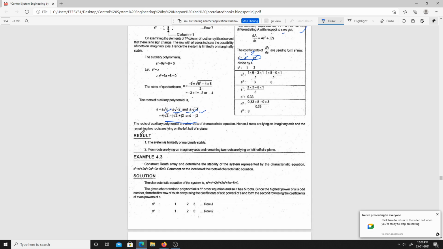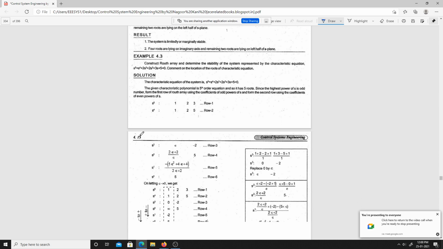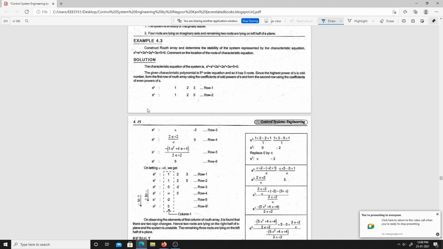So one more example problem we'll discuss for case 3. See here, what happened here? This is the characteristic equation we have. For this characteristic equation, we are supposed to comment on the location of the roots. So we are supposed to find the location of roots of this particular characteristic equation.